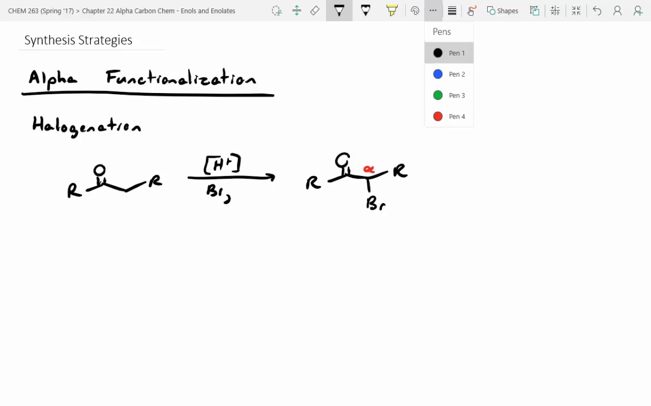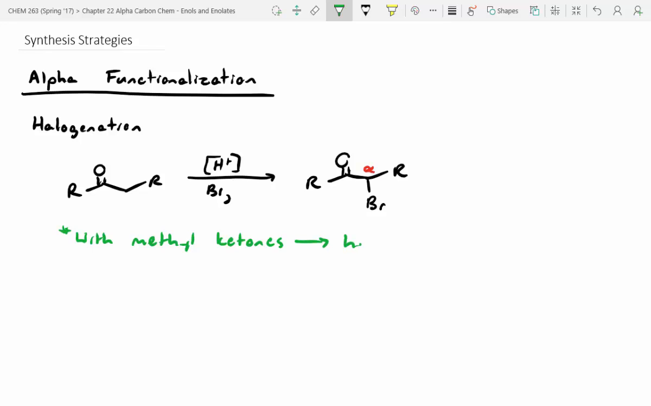There is one other thing I did want to point out. With methyl ketones, what can you do? Yeah, the haloform reaction. So that's a variant. The haloform reaction can convert a carboxylic acid, or sorry, a methyl ketone to a carboxylic acid.